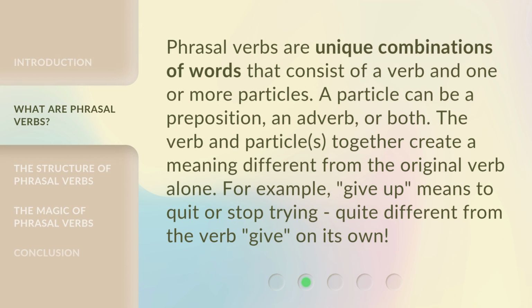Phrasal verbs are unique combinations of words that consist of a verb and one or more particles. A particle can be a preposition, an adverb, or both. The verb and particles together create a meaning different from the original verb alone. For example, give up means to quit or stop trying, quite different from the verb give on its own.